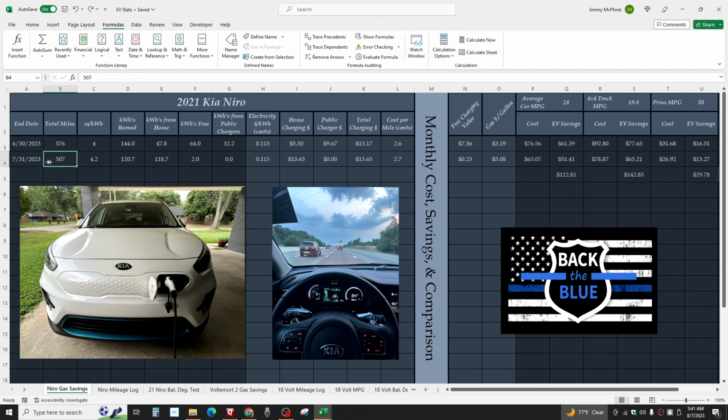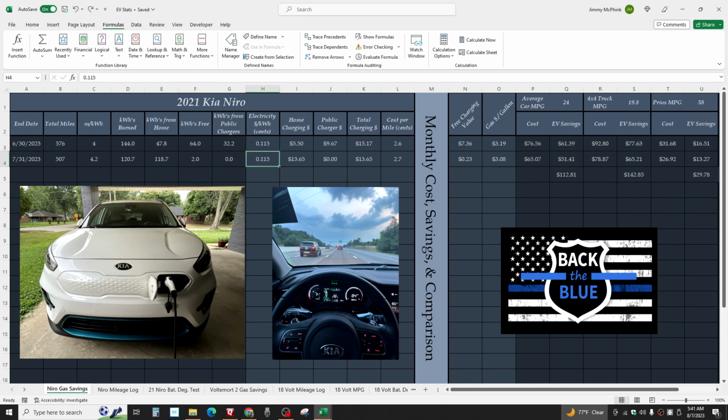July 2023, we drove 507 miles, 4.2 miles per kilowatt hour, 120.7 kilowatt hours burned. All but two were from the house, two were free from a public charger, which was free. 11.5 cents a kilowatt hour.